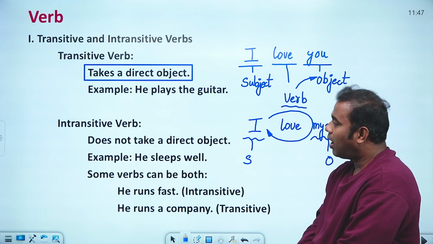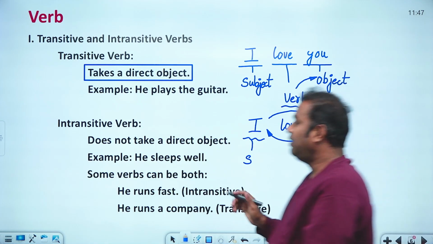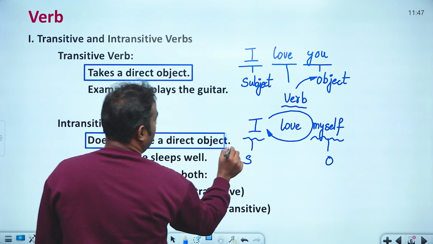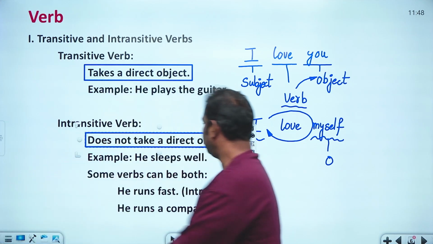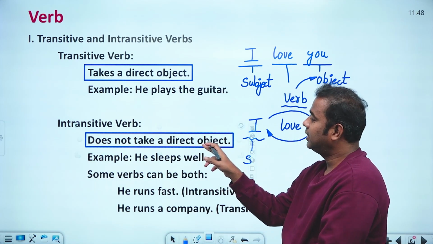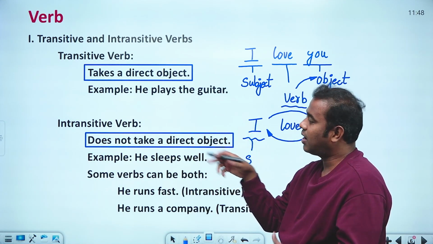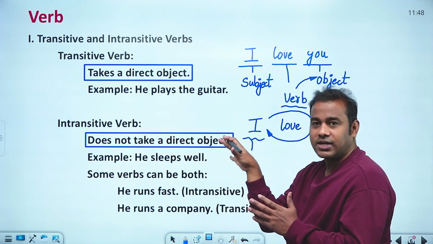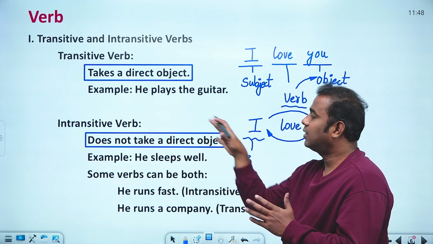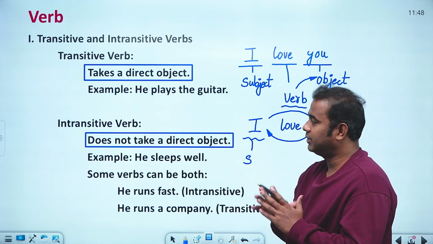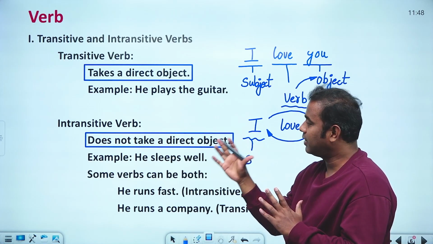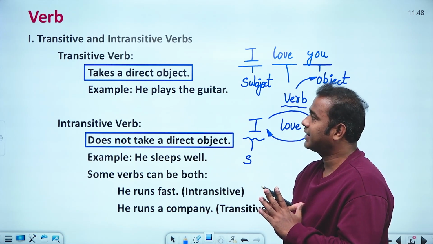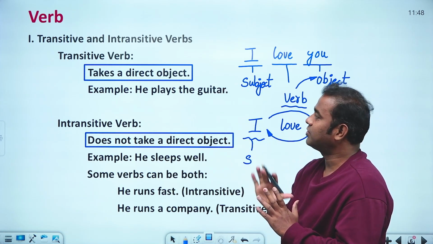intransitive verb. Or else you can call it, if the object does not take a direct action, whatever the action that is performed, it does not take a direct action on the object, then that is called an intransitive verb. So this is the one category here: transitive and intransitive. So this is very simple.